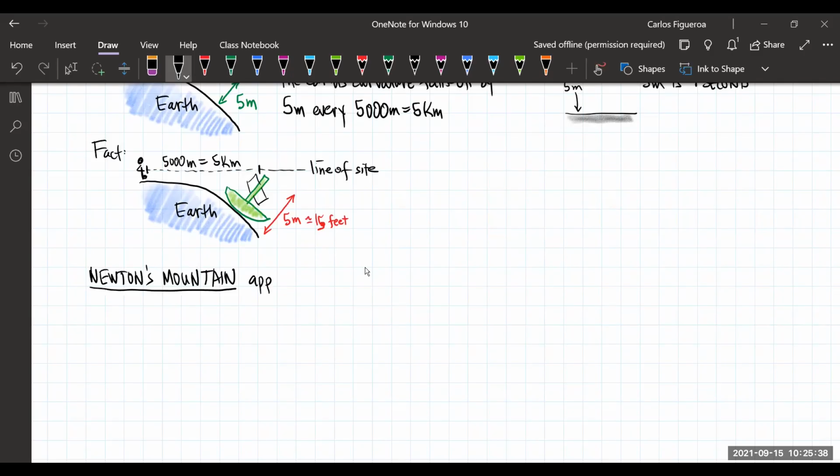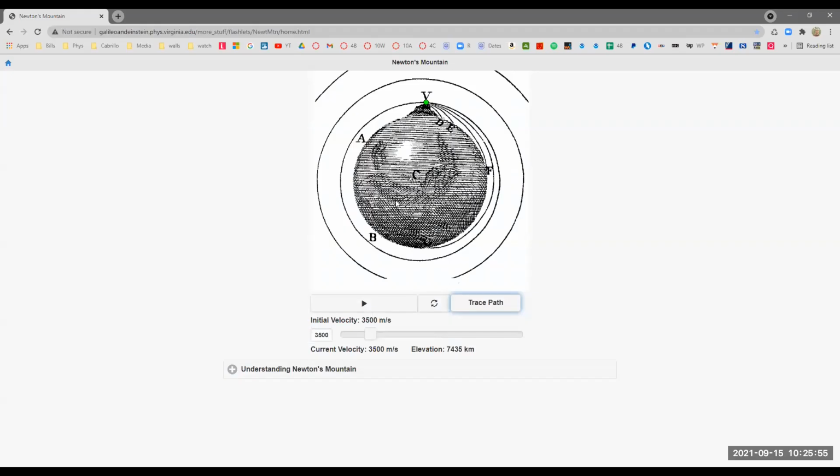I'm going to use an app called Newton's Mountain. And so here's what we have here. Newton's mountain looks something like this. When you're looking at this thing, note that there's that mountain right there. By the way, this is Newton's own manuscript that he wrote in the 1600s. This is an image from it. What I did here is that platform where the baseball was being thrown off of, but here you could imagine that this is a cannon that's shooting a cannonball.